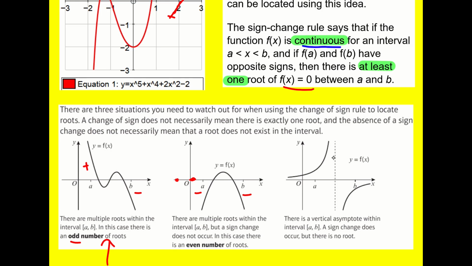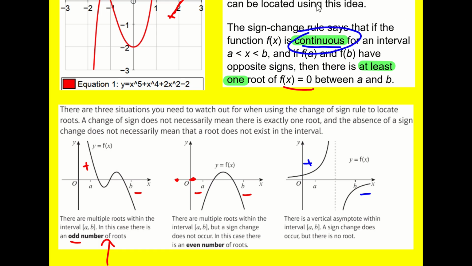And the last little point to make is about this continuity. You can get a sign change, but no root, if you get a discontinuous function like the one shown. So here I see it's positive, here it's negative, but actually it's jumped from positive infinity to negative infinity through this asymptote, and there isn't actually a root. So something to be aware of.